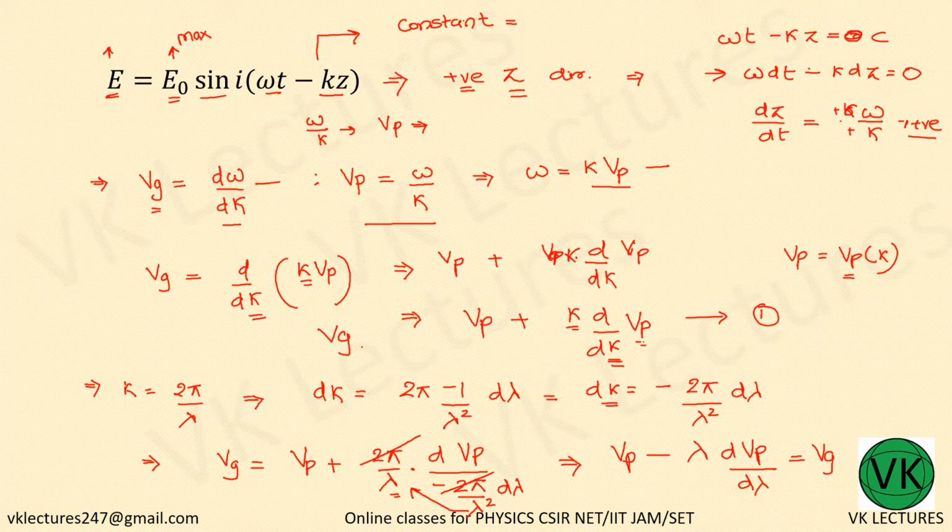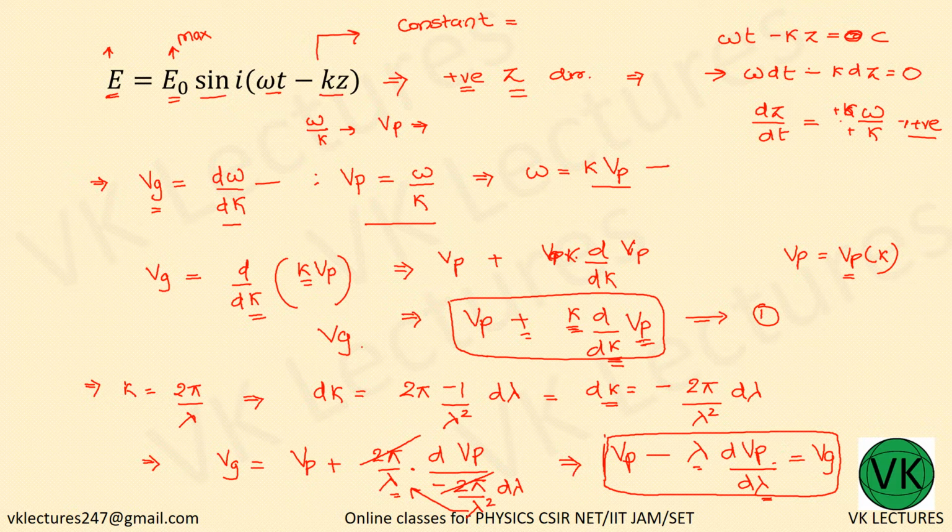Now this can be used when your Vp is a function of lambda. The earlier equation can be used when your Vp is a function of k. So there is only a very slight difference. Here you have plus and k, here you have minus and lambda. Please remember these are very important equations. This is one, this is another, for group velocities.